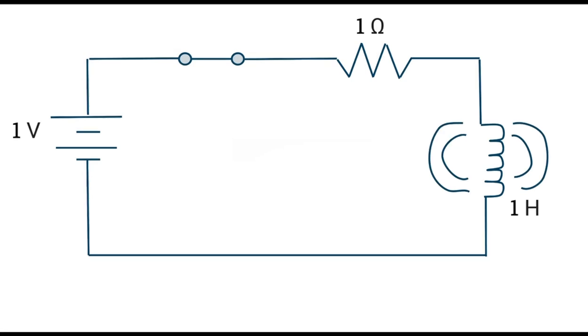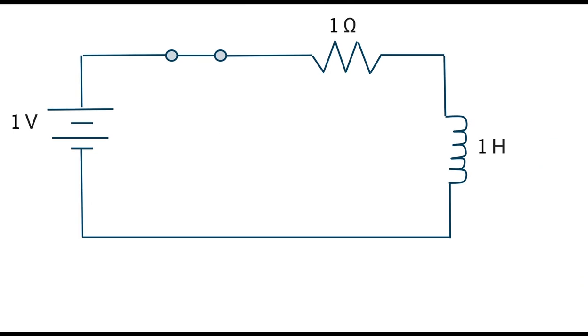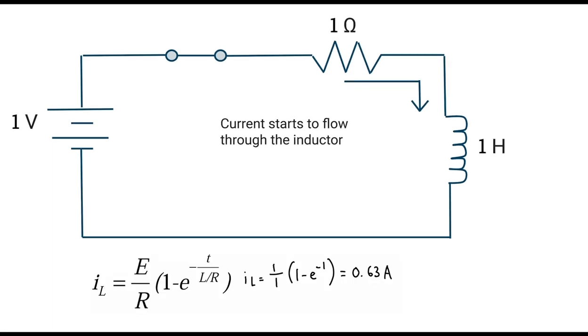Now, after time goes by, the magnetic field starts to slow down and decrease. As a result of this, current starts to flow through the inductor. The amount of current through the inductor at a given time constant can be described in the equation below, where at one time constant, the current will be 0.63 amps.